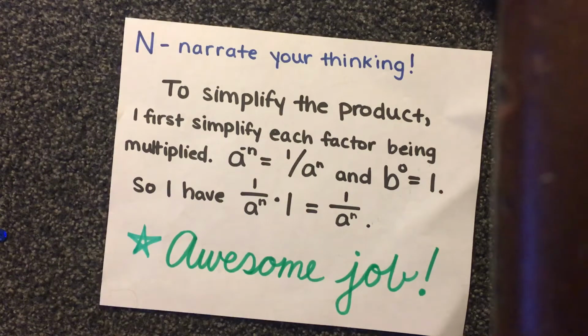To simplify the product, I first simplify each factor being multiplied, starting with a to the negative n, which by a rule equals 1 over a to the positive n, and then the other factor, b to the 0, equals 1. So I have 1 over a to the n times 1, which equals 1 over a to the n. And that's how you hit the QUAN.